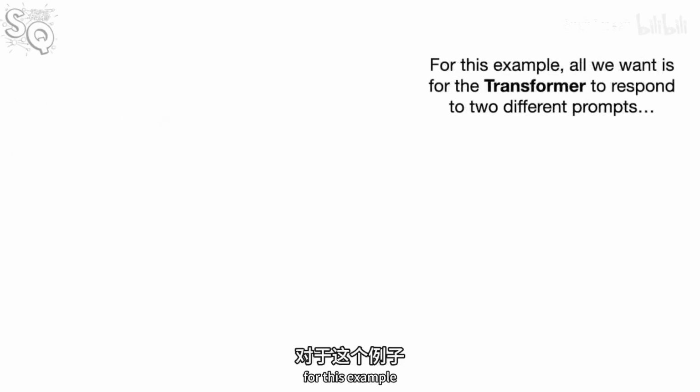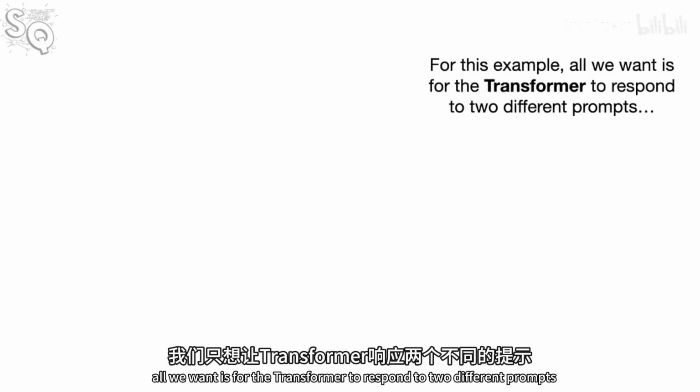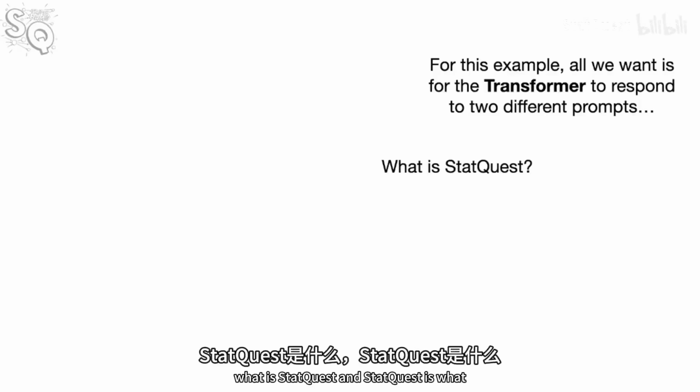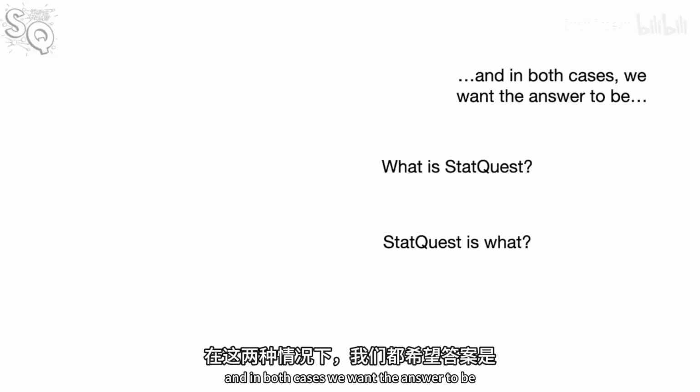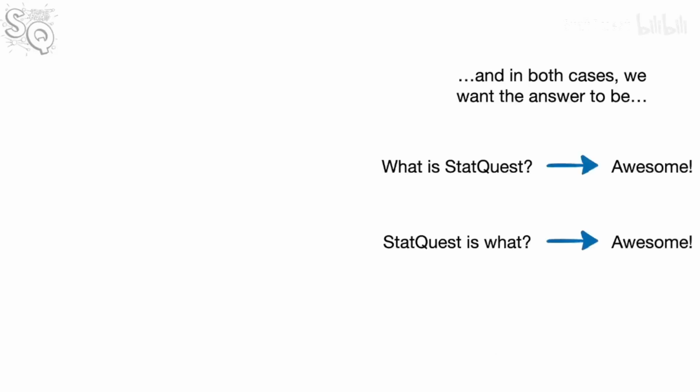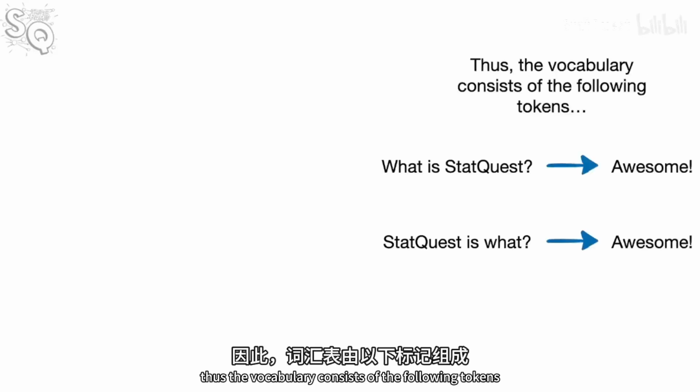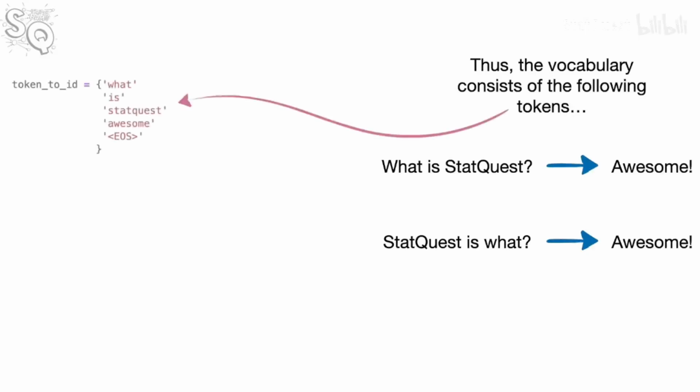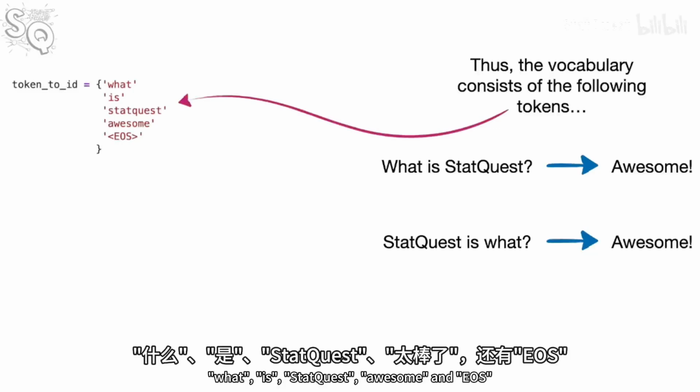For this example, all we want is for the transformer to respond to two different prompts. What is StatQuest? And StatQuest is what? And in both cases, we want the answer to be awesome. Thus, the vocabulary consists of the following tokens: what, is, StatQuest, awesome, and EOS.